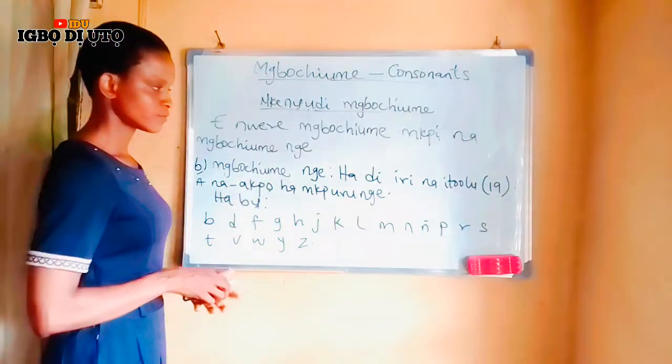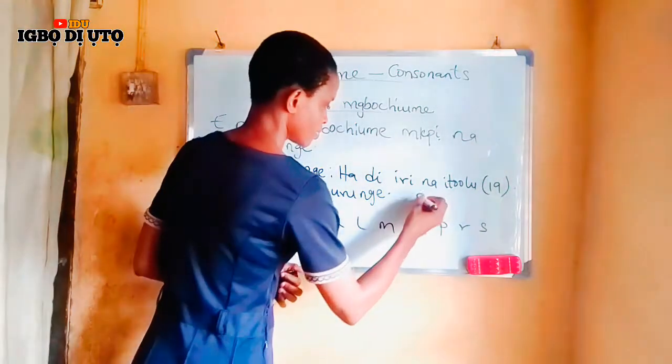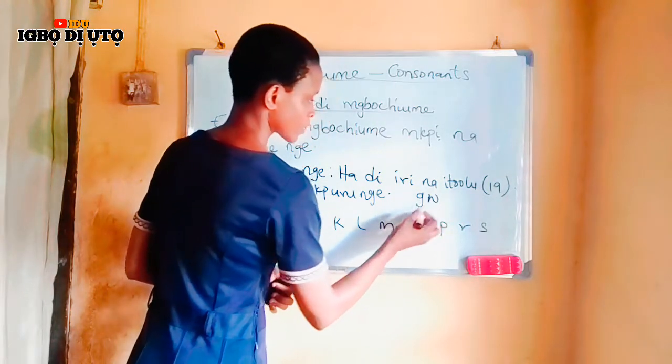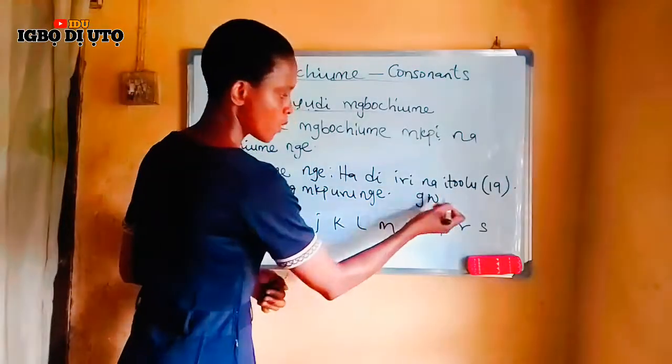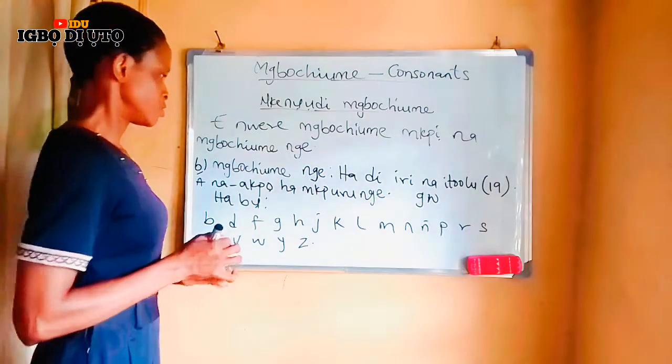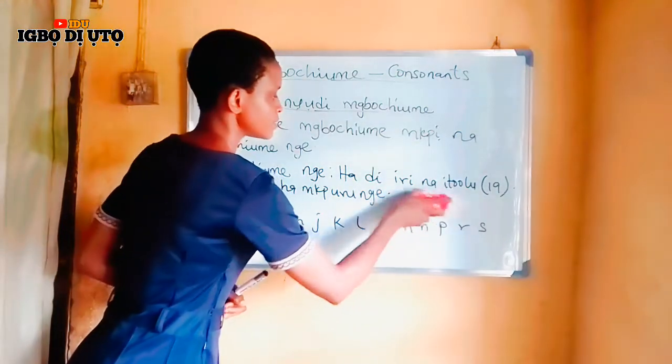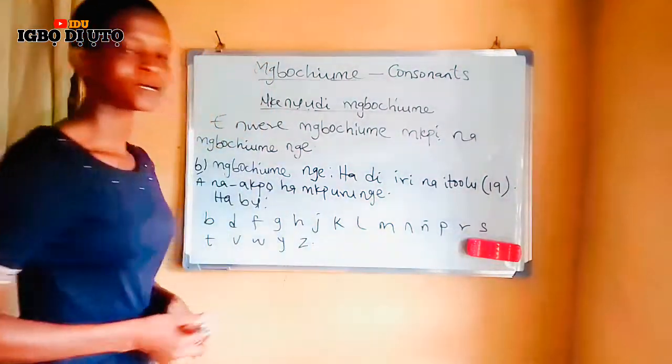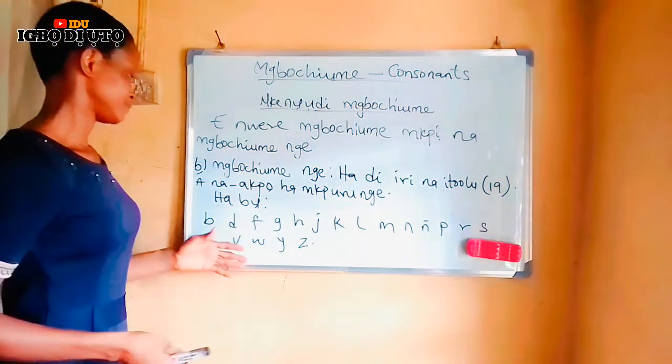Unlike the other one, for example, mkpụrụ mkpị, we have G and W, Gw. Do you see it? So this mkpụrụ nge, they are 19 in number.